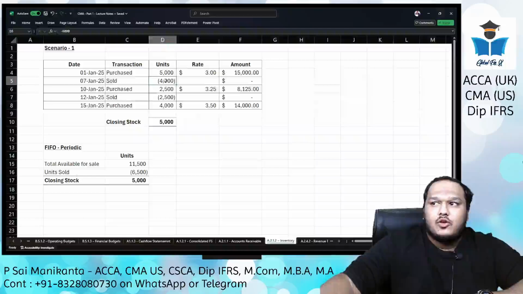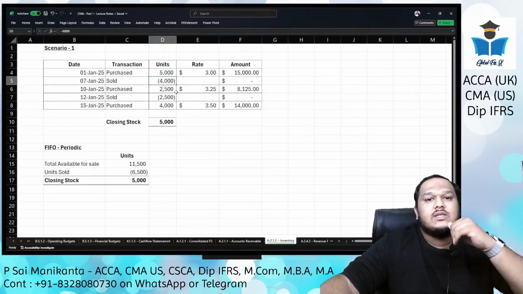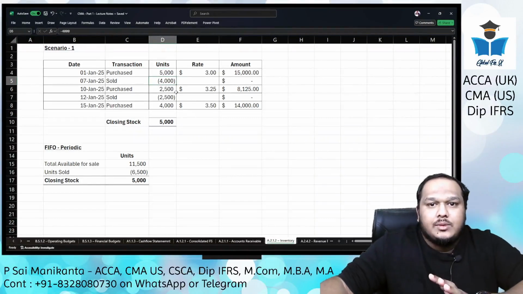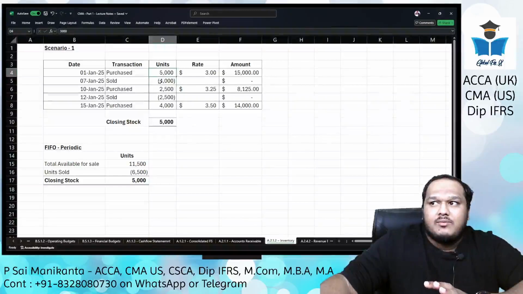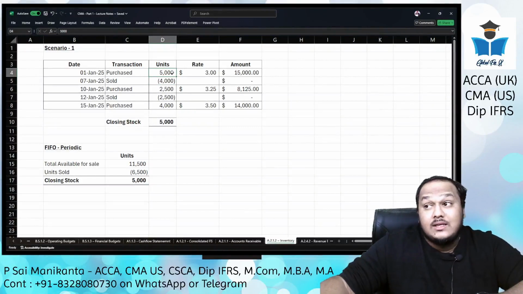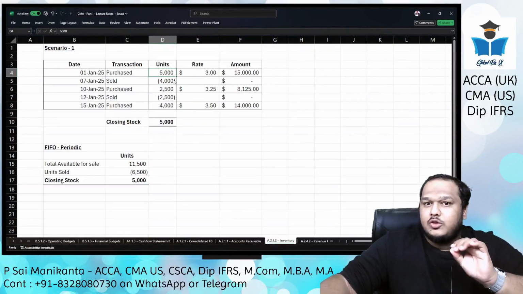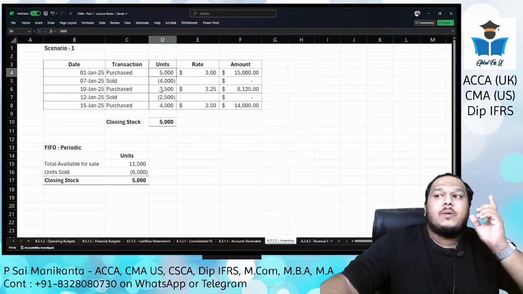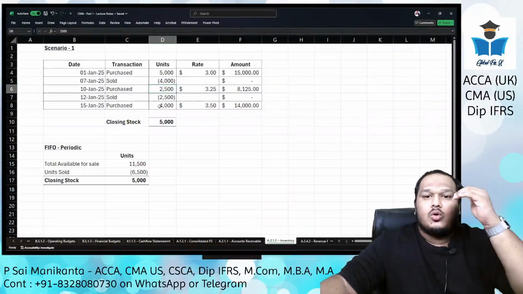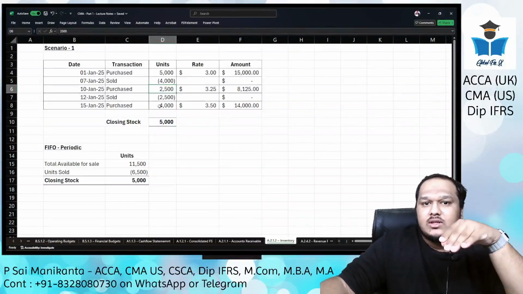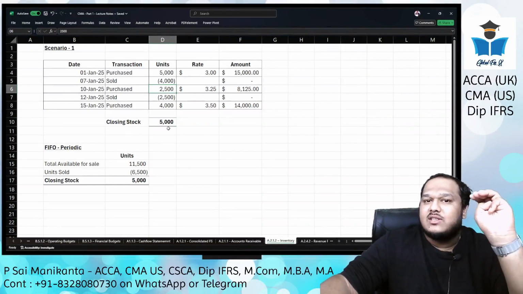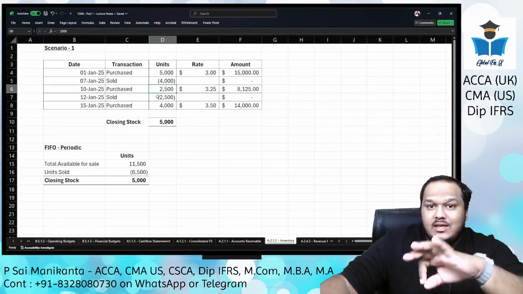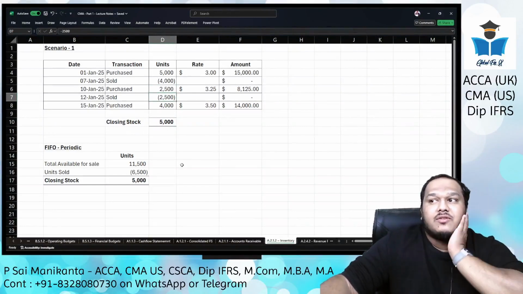So in this 4,000 units, whatever came first, 5,000 came first, so out of this 5,000, this 4,000 is assumed to be sold. Do you agree with me? This 4,000 units are completely sold from this 5,000 only. Still how many are left? 1,000 units are left. Then again we purchased 2,500. So 1,000 from previous batch plus 2,500 new batch. Total 3,500 are there. Out of that 3,500 we are selling 2,500.